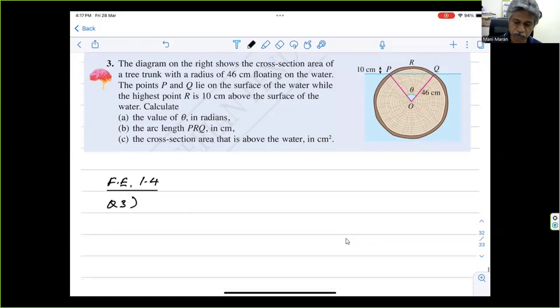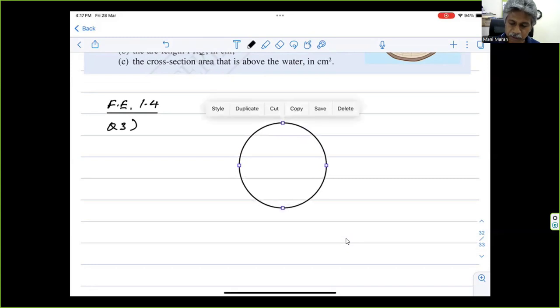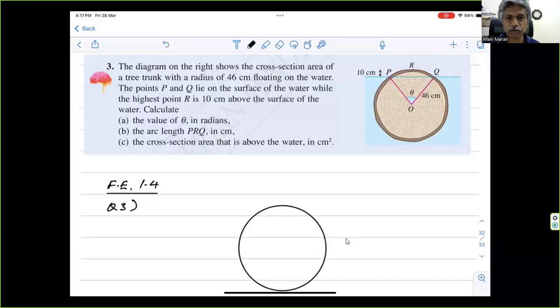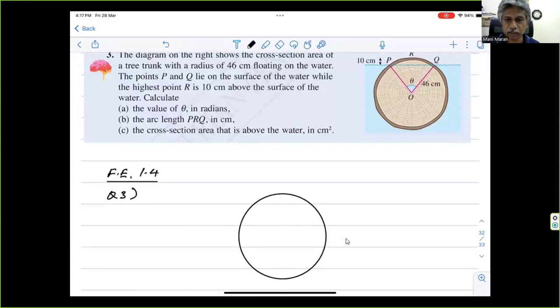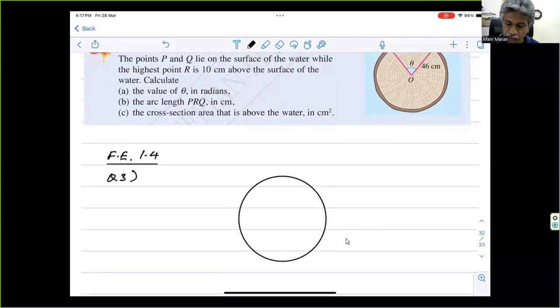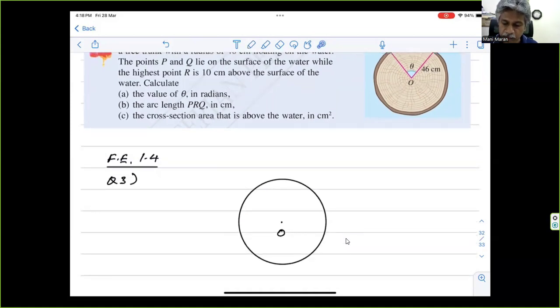So as usual, the first thing we do, draw a diagram first. Draw a diagram first to show the surface of the tree trunk. It's a circular section. That will be the tree trunk. So label the center. The center is point O. Draw a horizontal line. I'm going to use the line here as a guide. So this will be the surface of the water.